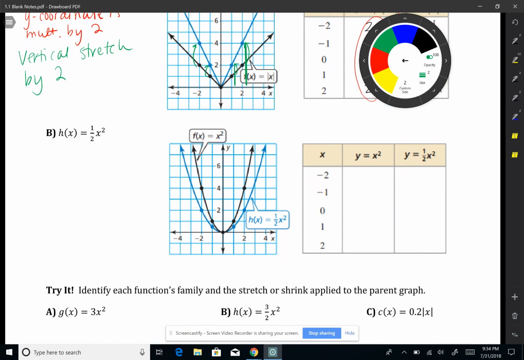Okay? So h of x equals 1/2 x squared. Let's fill out the table similar to what we did with our absolute value one. We see the parent graph f of x equals x squared. Remember, we just square all these values.